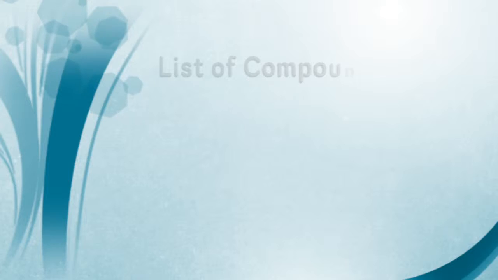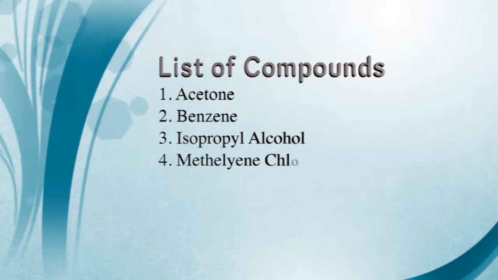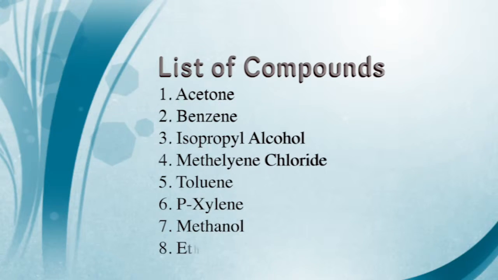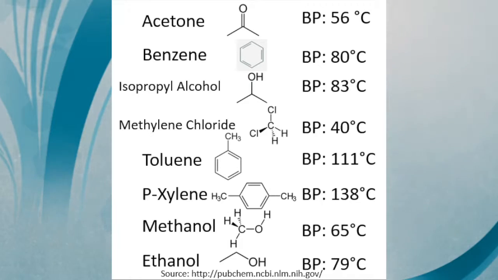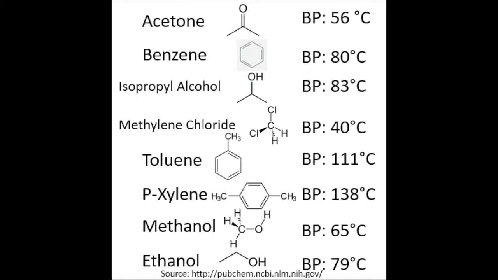Here are a list of compounds to choose from: acetone, benzene, isopropyl alcohol, methylene chloride, toluene, xylene, methanol, and ethanol. All of these compounds have boiling points lower than 150 degrees Celsius and are not too polar or nonpolar that they would take too long to pass through the column. You may want to cork your flask, as these are volatile compounds and may evaporate, and they are also toxic to breathe.